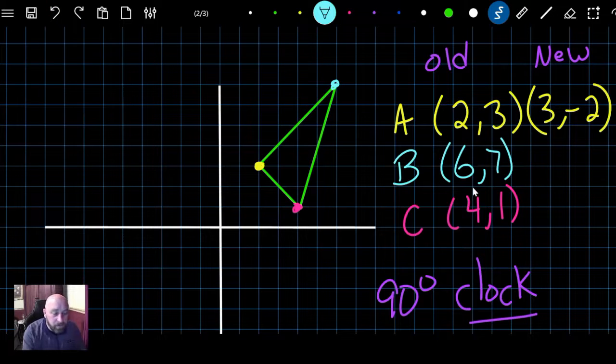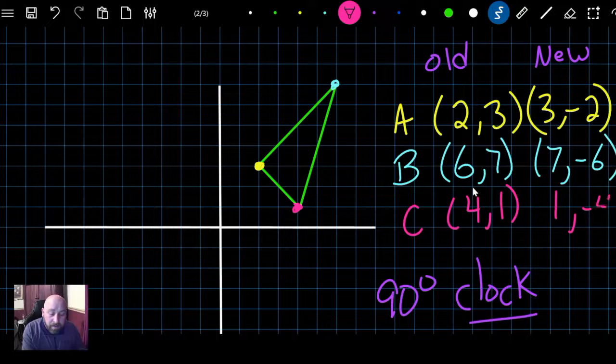Next one, let's do the blue point, the B points. So the 6 becomes -6, and then I swap those, so I have 7 comma -6. And then I'll do the pink ones, and I have -4. Swap those, I get 1 comma -4. All right, so there's my new points.